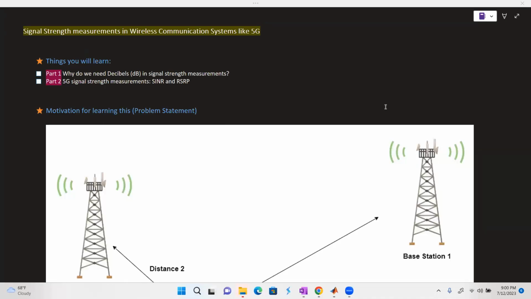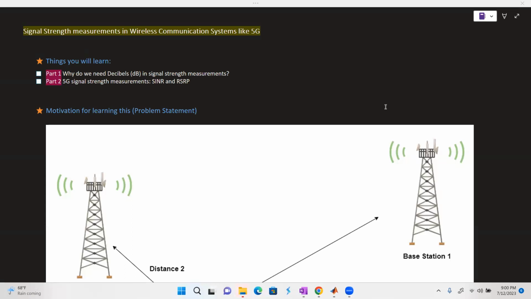Hello, everybody. Today's topic is signal strength measurement in wireless communication systems like 5G. Some of the things that you'll take home after watching this video are: why do we need decibels in signal strength measurements? What are some of the 5G system measurements like SINR and RSRP? These are the 5G signal strength measurement units.